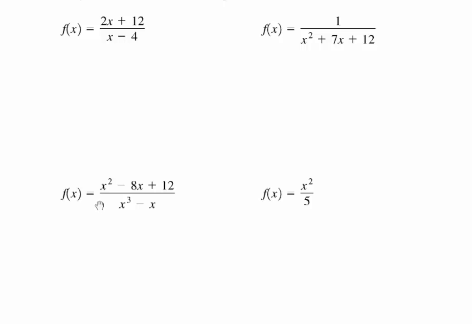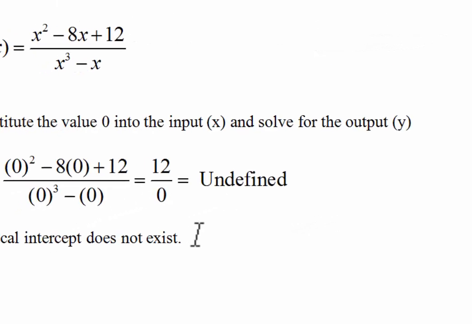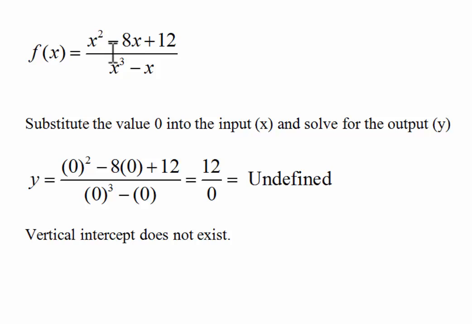For the next problem, we're going to find the vertical intercept for x squared minus 8x plus 12 divided by x cubed minus x. This problem's a little bit tricky. When I sub in 0 for x, my numerator will leave me with just 12, right? I'll have 0 minus 0 plus 12. On the denominator, I end up with 0 cubed minus 0, which is 0, and we know we cannot have a 0 denominator, so this would be undefined. So we would say the vertical intercept does not exist.